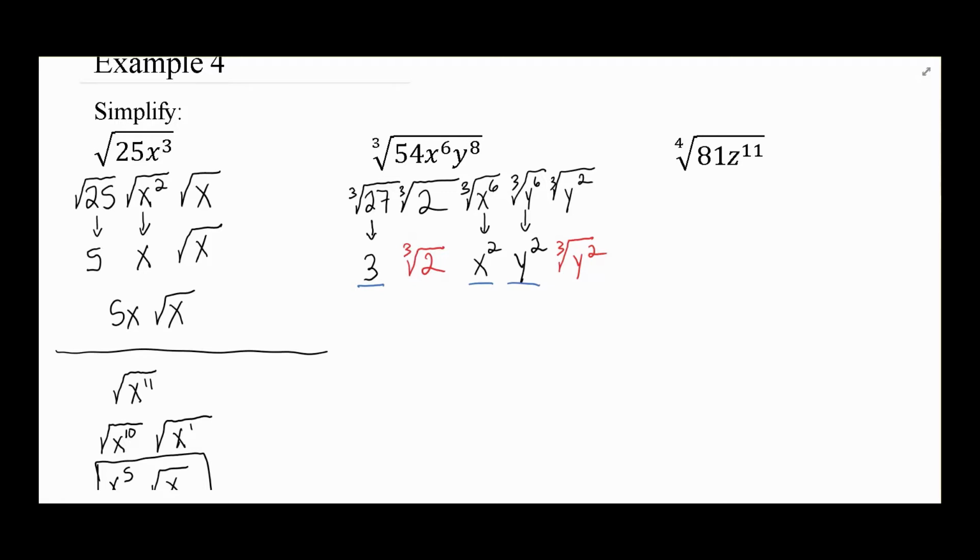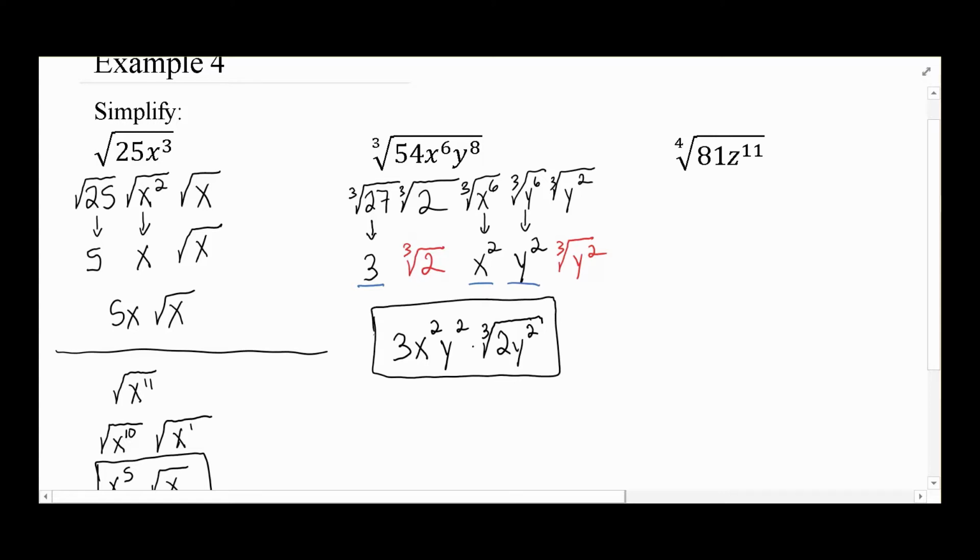And now comes the clean it up step. And now it's actually really important because that's a mess what we have right now. And what we want to do in the clean it up step is we want to take anything that's not a radical and bring it together up front. So we have 3 x squared y squared. And then we want to take everything that isn't a radical and put it together. Cubed root of 2 and cubed root of y squared become cubed root 2y squared. And now this is a much prettier answer. That's what we mean by clean it up.